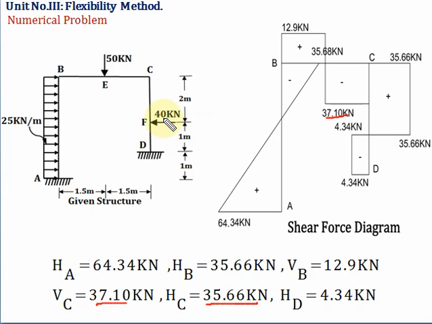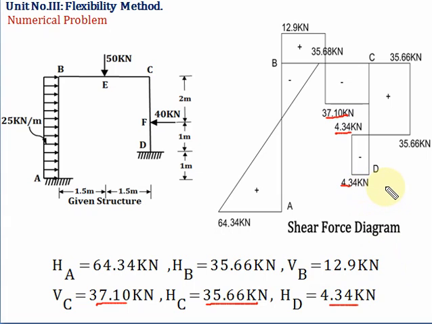Here is a point load of 40. It is towards the left, so 35.66 minus 40. So we will get what value? 4.34. In FD there is no load, so you have to join by a horizontal line. Here the value is 4.34, and the vertical reaction at D is what?